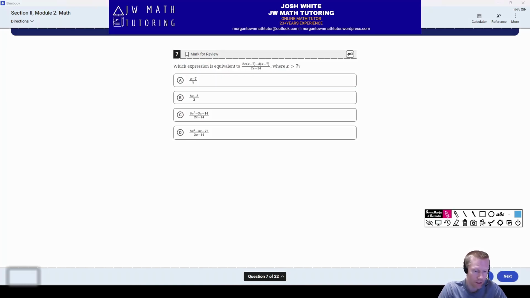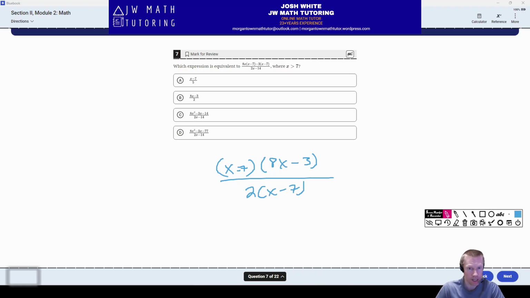All right, next up, number 7. Which expression is equivalent to this gigantic rational expression or fraction here? So the way to do this by hand is to notice that on the top, both terms, if you want to call them that, have an x minus 7 in common. So you can factor that out, and then you're left with 8x minus 3. On the bottom, there's a 2 in common, so you can factor that out, and you're left with just x minus 7. Now notice these completely cancel out, so you just get 8x minus 3 over 2. So the correct answer for this problem is letter B.